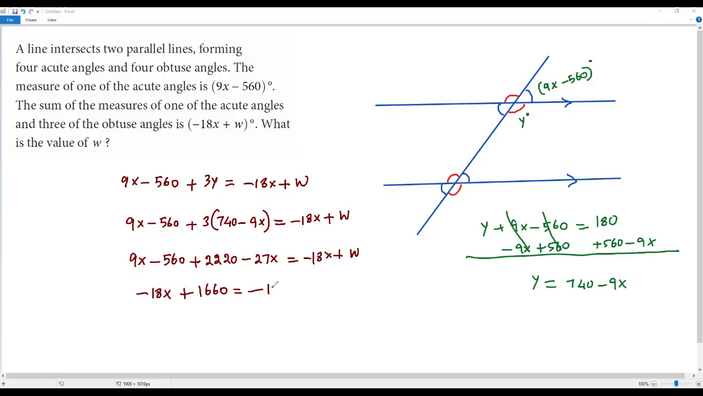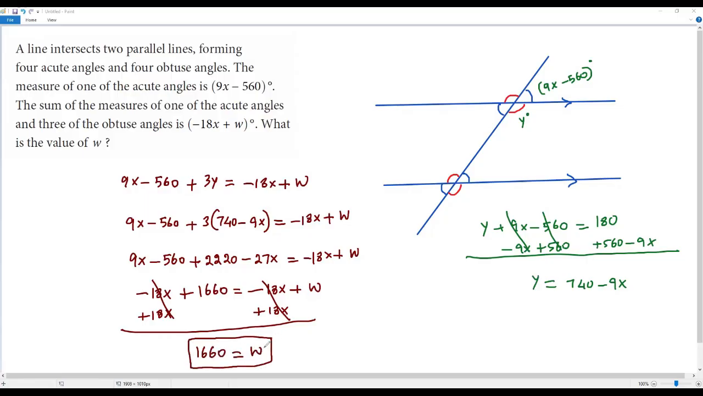On the right side, we have −18x + w. Now let me add 18x to both sides of this equation. When I do so, this −18x and +18x will cancel. The same here, we get 1660 on the left side. On the right side, we have w. Here I got the value of w, that is 1660.